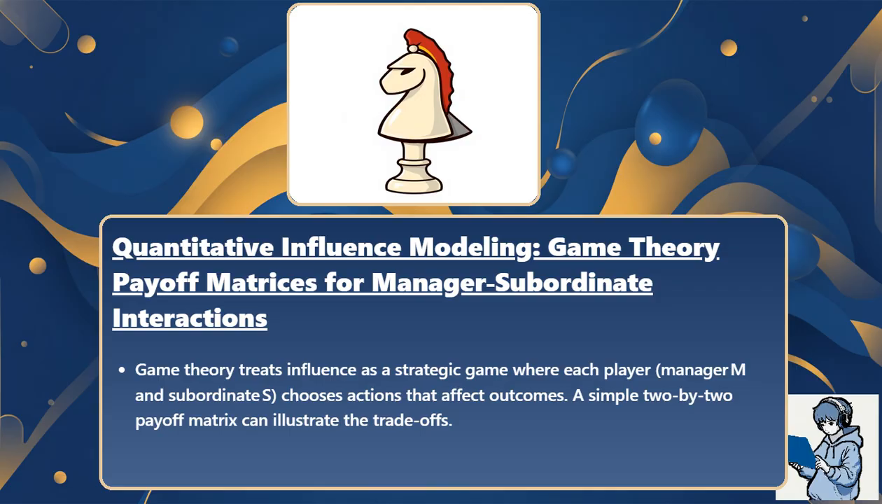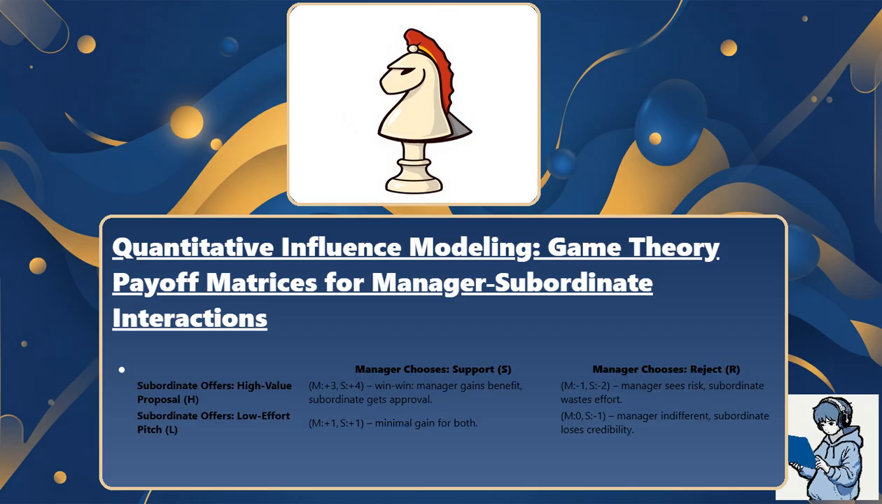Game theory treats influence as a strategic game where each player, manager M and subordinate S, chooses actions that affect outcomes. A simple 2x2 payoff matrix can illustrate the trade-offs. Payoff matrix: first column, manager chooses support S; second column, manager chooses reject R. First row, subordinate offers high-value proposal H. Manager payoff +3, subordinate +4: win-win, manager gains benefit, subordinate gets approval. If manager rejects, manager -1, subordinate -2: manager sees risk, subordinate wastes effort.